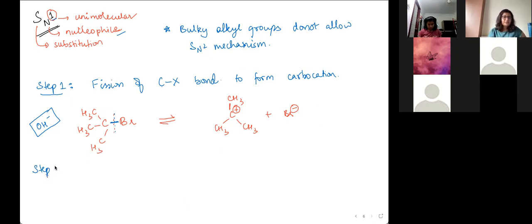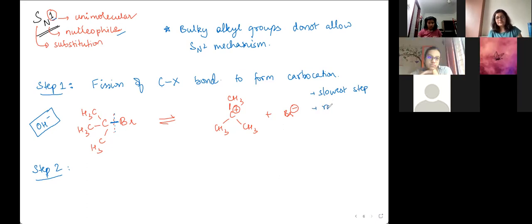Okay. Now, step two. This is the most important step. You can see that I've put a reversible sign here because, out of all the steps, this is the slowest step. And because it is the slowest step, this is the rate determining step. Rate determining means this basically decides the rate of the reaction overall, the rate of substitution. And you can see that in the rate determining step, it depends solely on this molecule, only one species, which is why this is classified under SN1. Unimolecular.